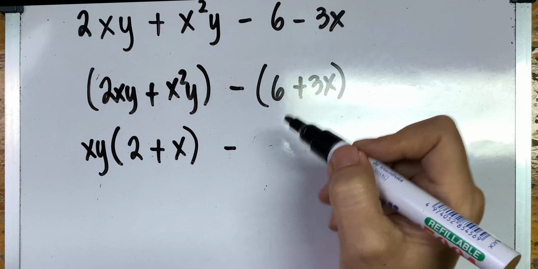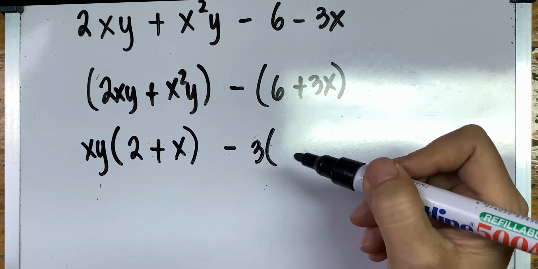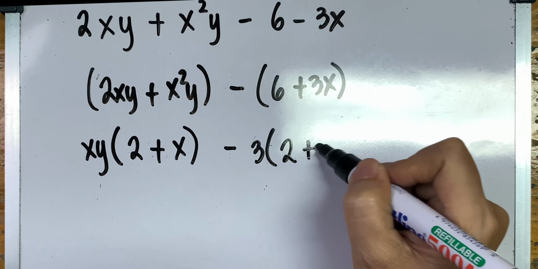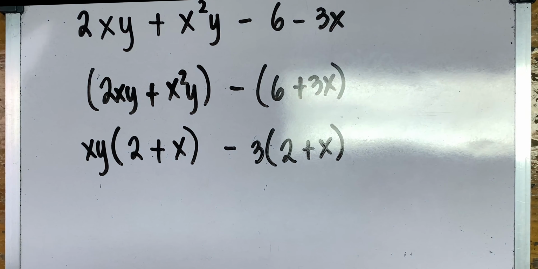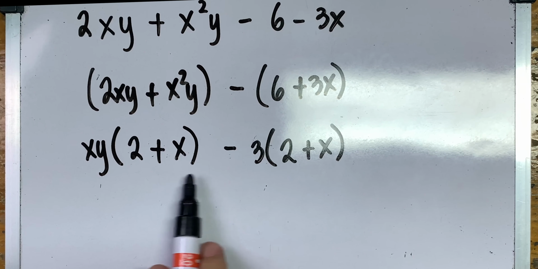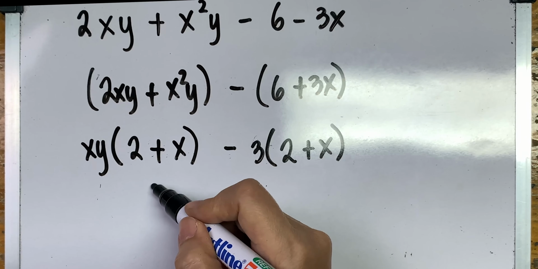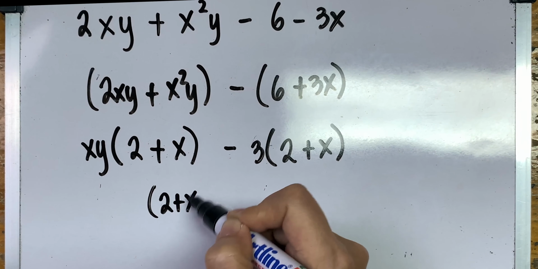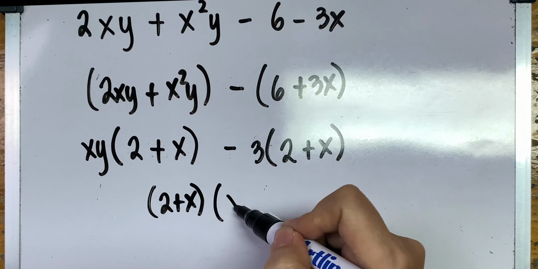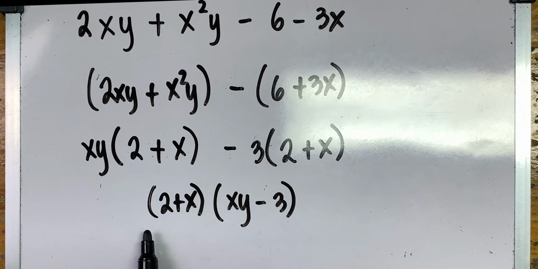Okay, here, ang greatest common factor dyan is 3. So, labas natin yung 3. So, we'll have 2 plus x. Okay, mapapansin mo, meron tayong common binomial factor, which is 2 plus x. Okay, 2 plus x. So, i-factor out natin yan. So, it will be 2 plus x. And what is left, lagay natin sa parenthesis, xy minus 3. So, ito yung factors natin para dun sa given.